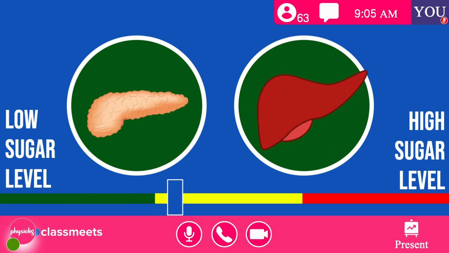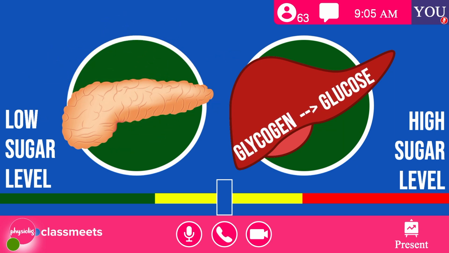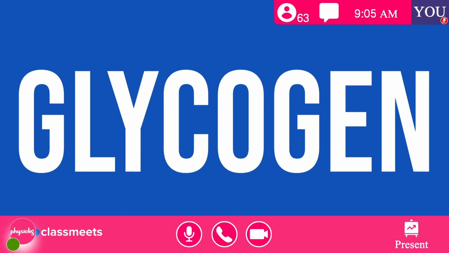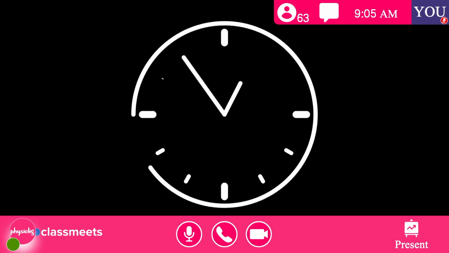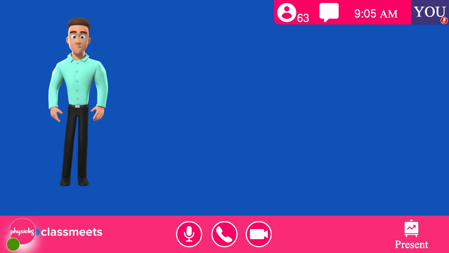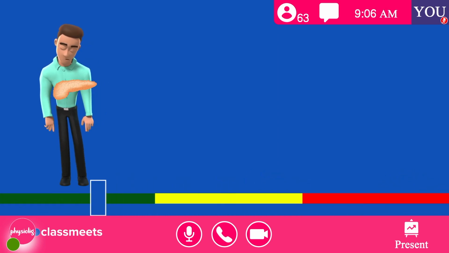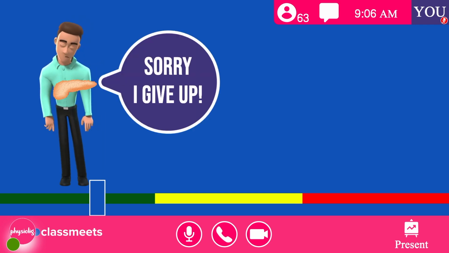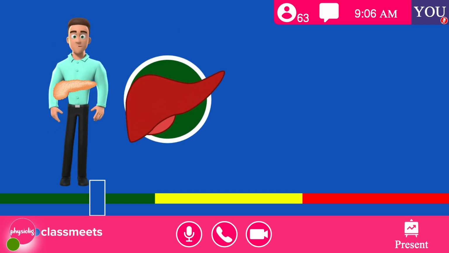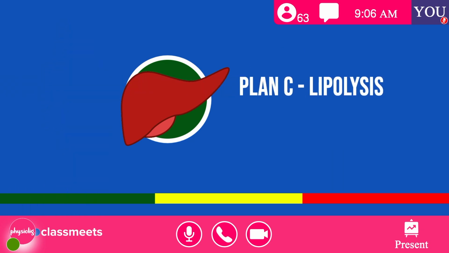Glycogenolysis. Your pancreas will release glucagon to prevent your blood glucose levels from dropping very low by converting stored glycogen into glucose. However, glycogen, your immediate energy reserves, can only sustain you for another 6 hours. At 6 o'clock, you skip dinner, your body will run out of glycogen reserves. Your pancreas will sense that your blood glucose is running out again. However, it can't do anything anymore, so the liver will take over to activate Plan C, lipolysis.